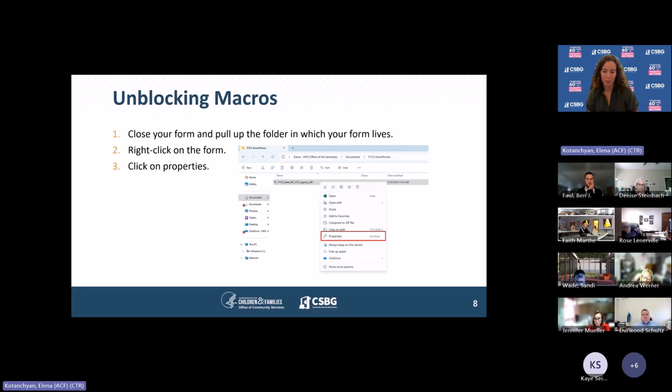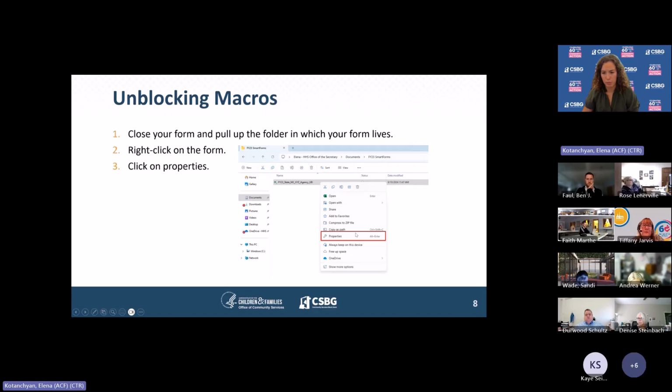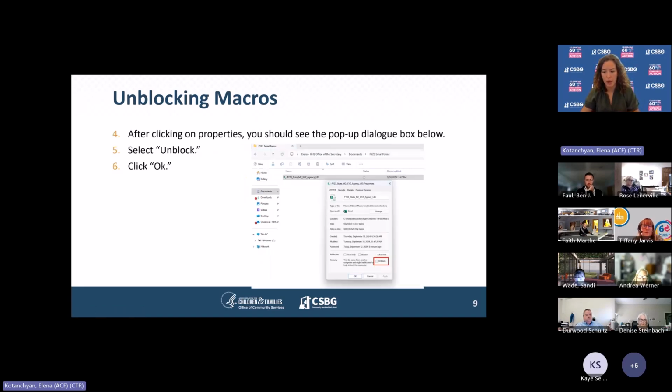So once you pull the folder up where the smart form lives, right-click on the form, and you'll see a window popping up. Depending on what Microsoft version you have, you'll have properties. On my personal laptop, I have a different version, so it looks a bit different. On my work laptop, I have it like this. But anyhow, you'll have properties as an option. Once you click properties, you'll have a new screen popping up where you can unblock macros.